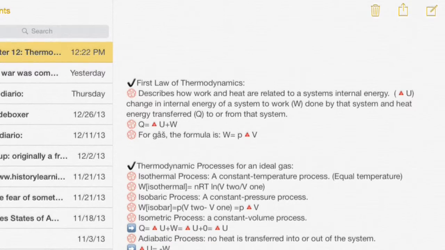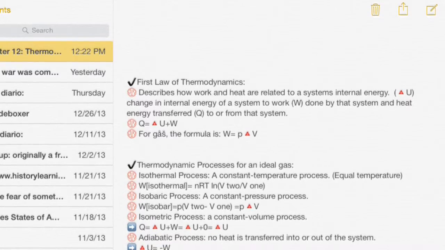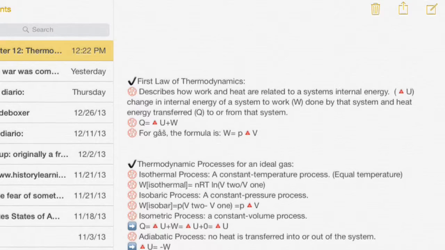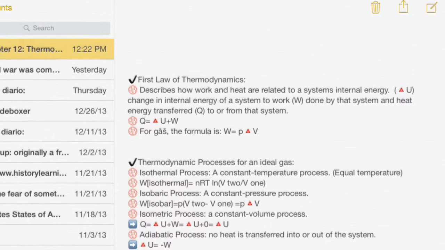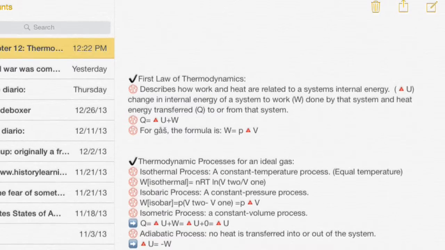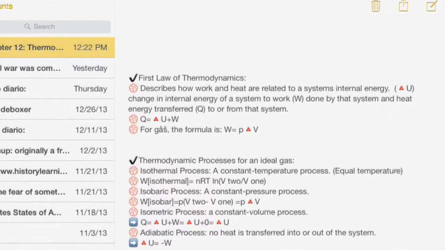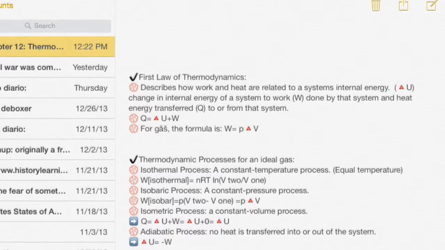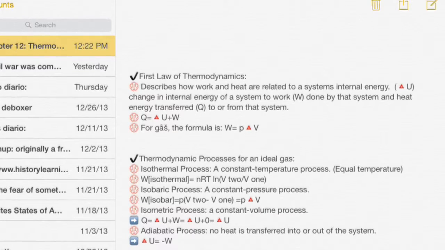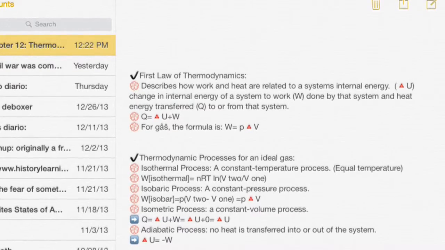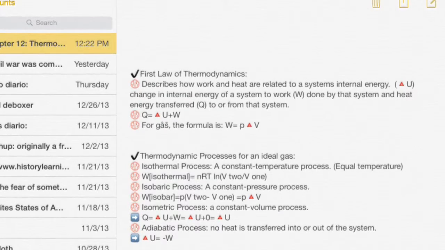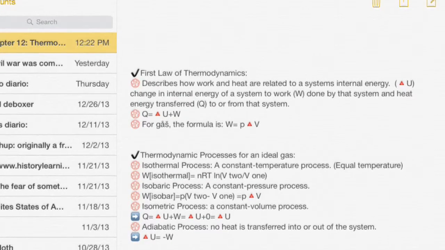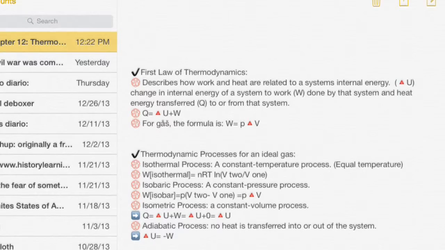The thermodynamic processes for an ideal gas. Isothermal process, a constant temperature process: W isothermal equals nRT ln(V2 over V1). Isobaric process, a constant pressure process: W isobaric equals P(V2 minus V1), which equals P delta V.